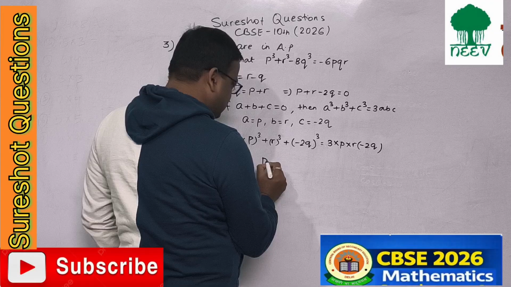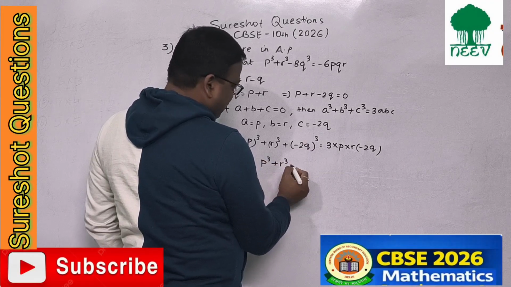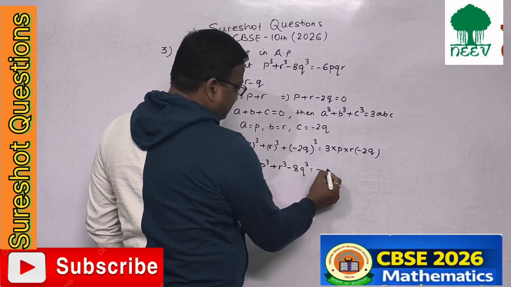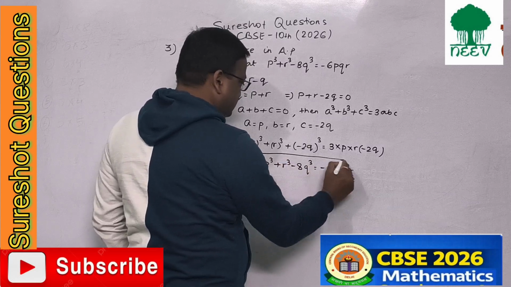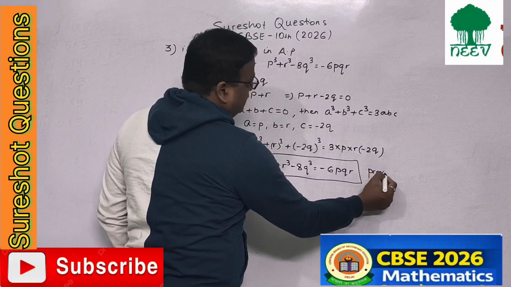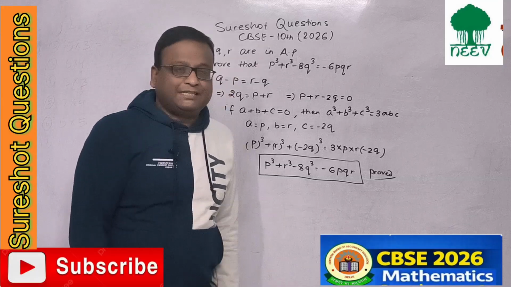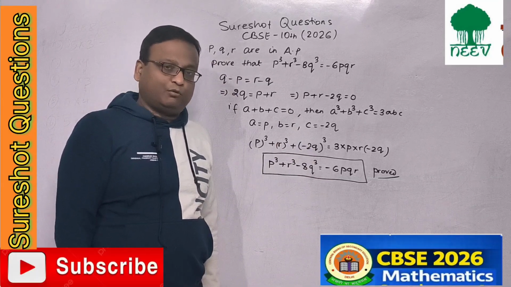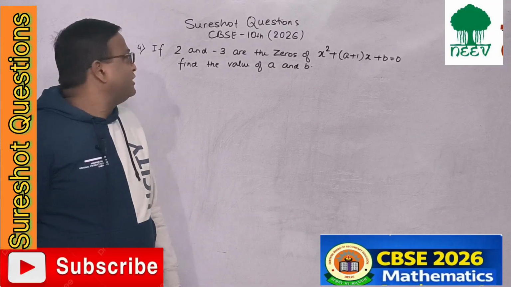So what we get here is P cube plus R cube. 2 cubed is 8 and minus will be remaining. Minus 8Q cube is equal to 3 times P, R, and minus 2Q, which is minus 6PQR. This is the equation that we were supposed to prove. So there is nothing to panic around after seeing the question. Just stick with the basics and remember all the identities that you need to prove. Okay. Let's take on the next question.